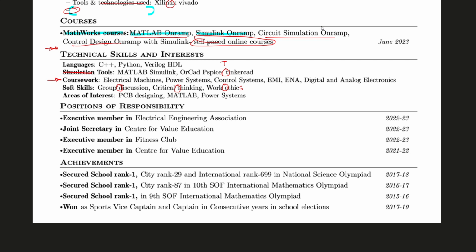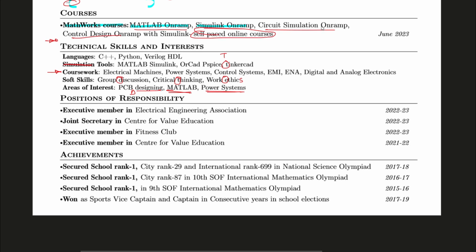Areas of interest: PCB designing. When you write designing, it's not needed. MATLAB is not an area of interest. MATLAB is a tool. By using MATLAB, let's say you are interested in system design or system modeling, that you have to write. MATLAB is a tool, right? Power systems. Okay. Positions of responsibility: executive member in the Electrical Engineering Association.